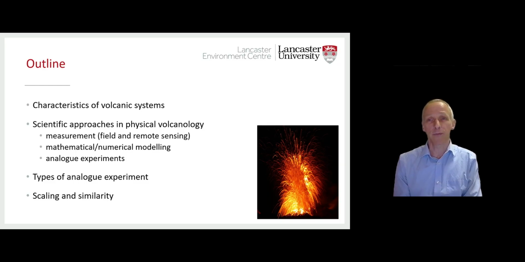Note that I'm not going to review the wide range of analogue models that are actually used in volcanology in this digital module. However, at the end of this introductory section, I'll provide details of some of the excellent review papers that do just this.